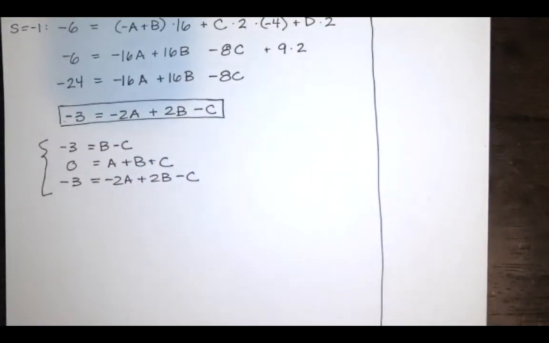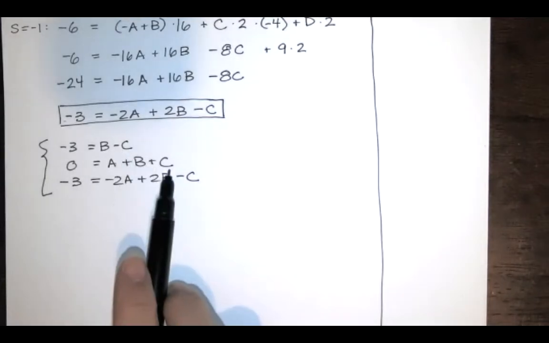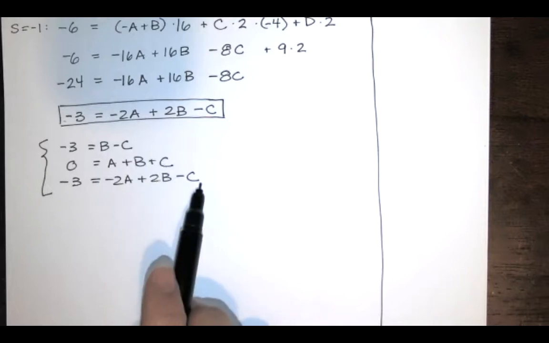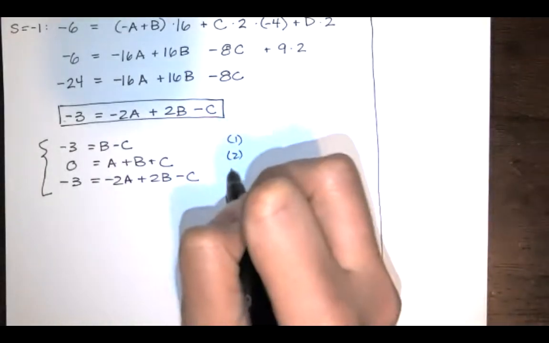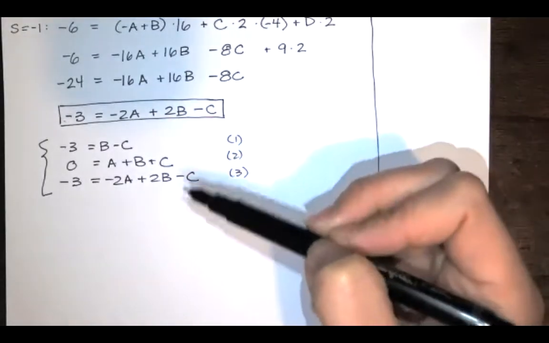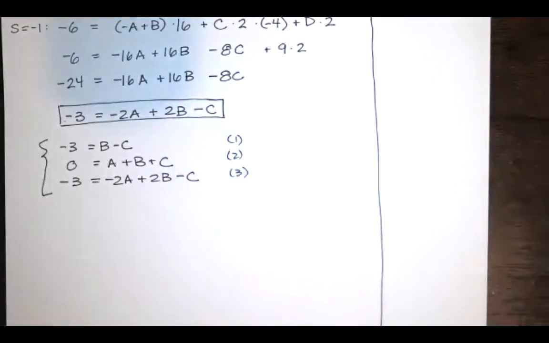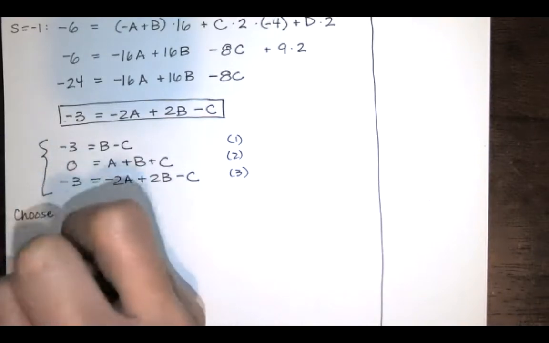I like to systematically from here just eliminate one variable at a time. I see that negative c and the c here, and that is positive c and the negative c there. So if I call this equation 1 and this equation 2 and equation 3, if I add equations 1 and 2 and I add equations 2 and 3, I'll be able to eliminate c. So I think I'm going to choose a variable to eliminate. I'm choosing to eliminate c.